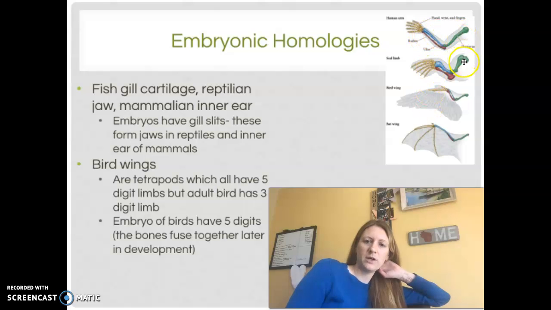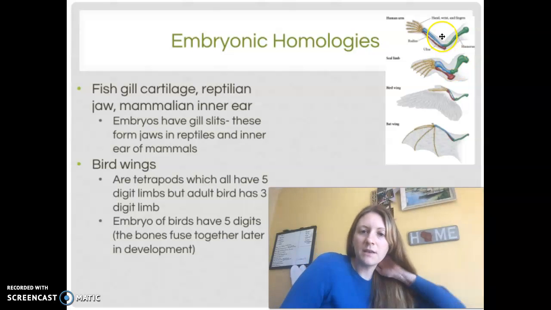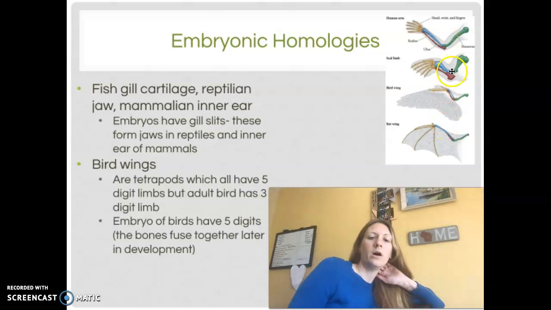The green is the humerus, so you notice that the batwing, the bird, the seal limb and the human all have a humerus. We all have a radius and an ulna, and we also have 5 digits or phalanges, but in the bird, they're just shortened. In a bat, they're extended. So it just kind of depends during that development what happens to them.